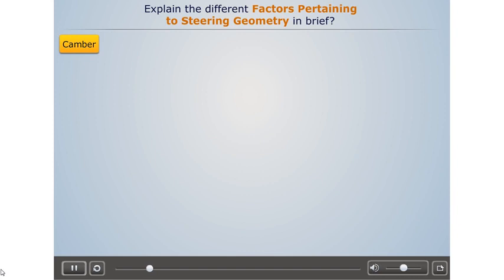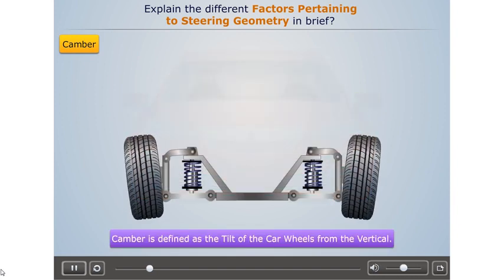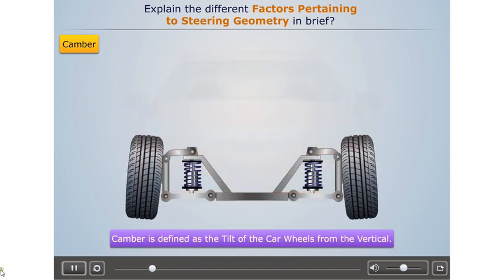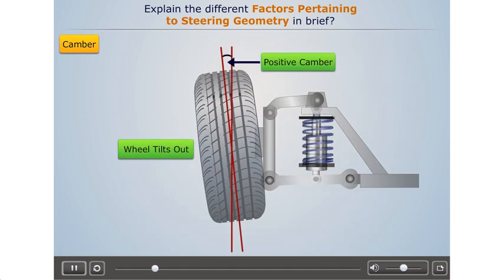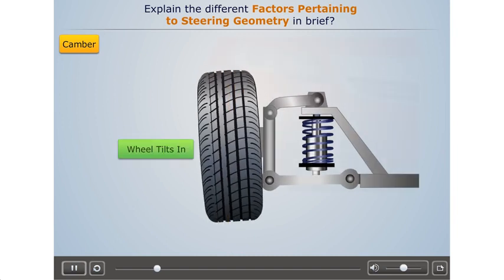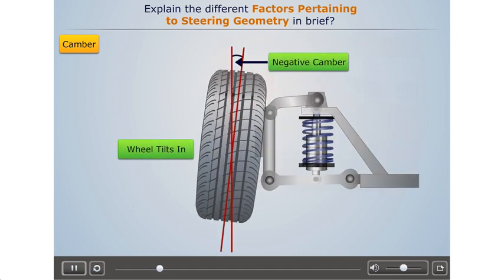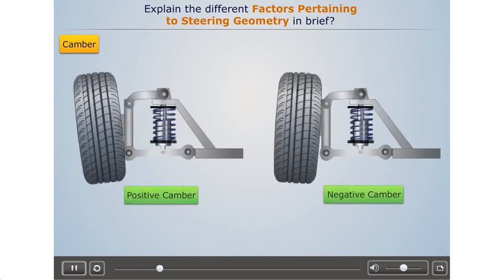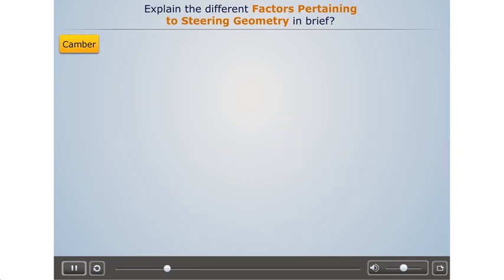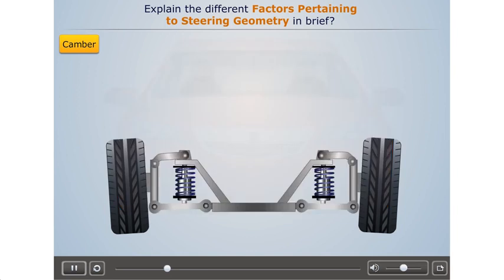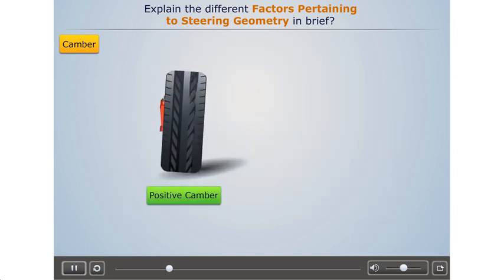Camber. Camber is defined as the tilt of the car wheels from the vertical. A wheel is said to have positive camber if the top of the wheel tilts out, whereas it is said to have negative camber if the top of the wheel tilts in. While running, this inclination of the wheel inwards or outwards causes the tire to wear more on one side than the other. A typical positive cambered front left tire can be shown as.